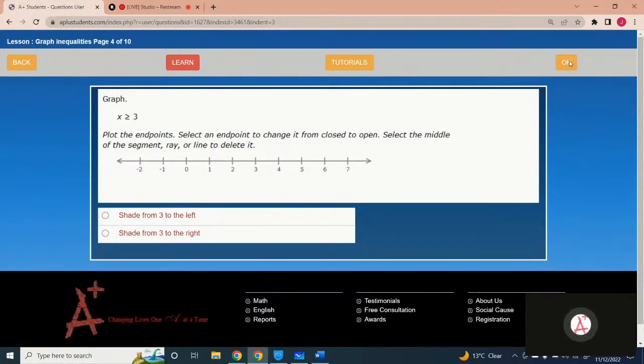Okay, x is greater than 3. So all the numbers that are on the right side of the 3 are greater than 3. So it would be shade from 3 to the right.